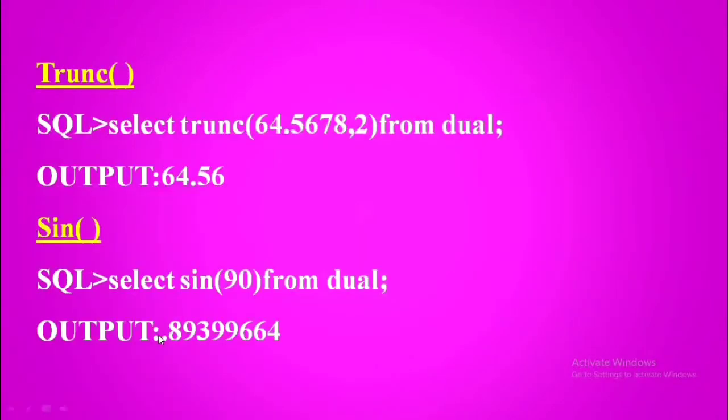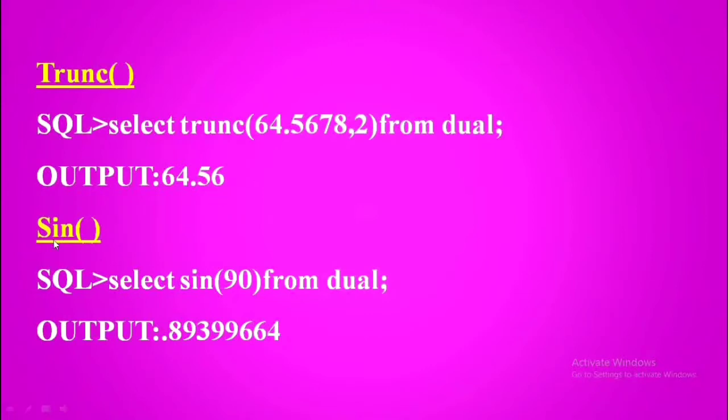Next, the truncate function. Truncate means delete. The functionality of the truncate function is to truncate the number up to the required digits. This is the command: select trunc of 64.5678, 2 from dual. That means the last two digits are deleted. The output is 64.56. Two numbers deleted.